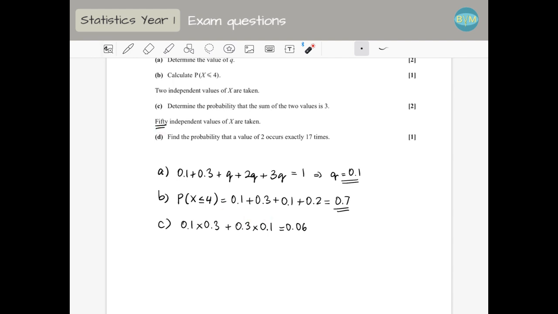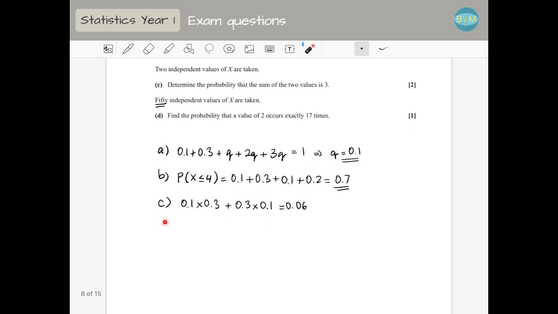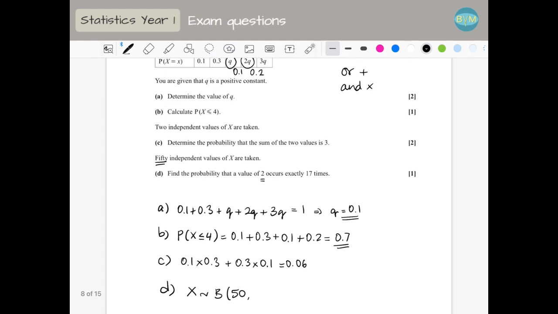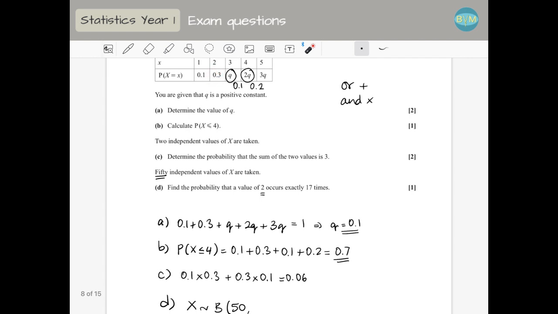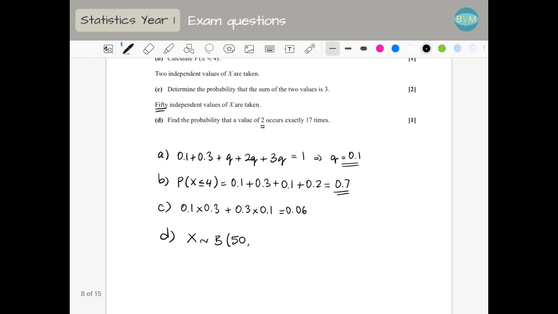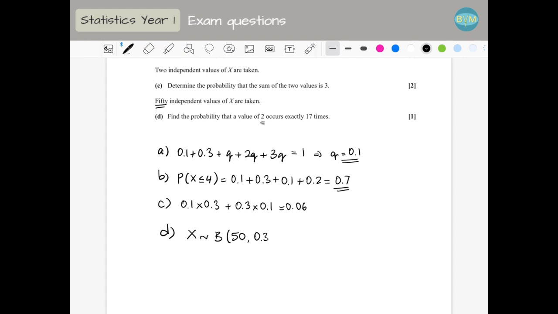There is a better way of doing that, which is thinking that this would actually be a binomial distribution. If we think of x as a binomial, with 50 observations taken, and the probability of getting a 2, if we look at our table, is 0.3. So we have a binomial 50, 0.3. And we are looking at the probability of x being exactly 17.